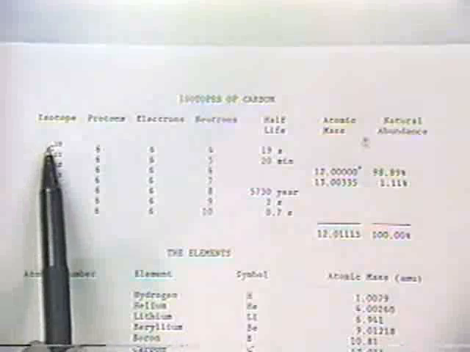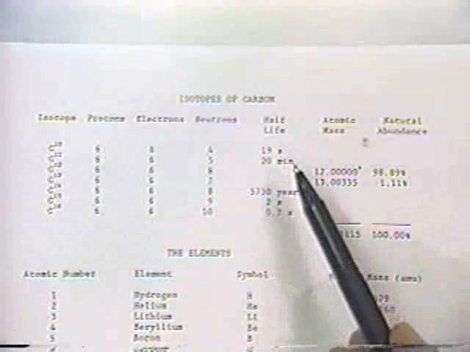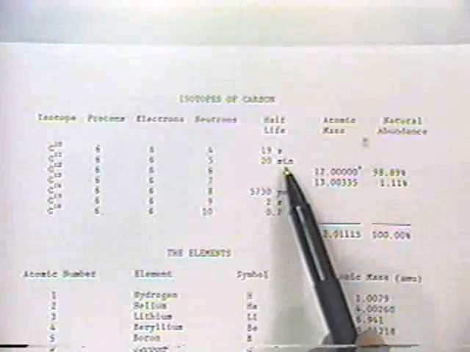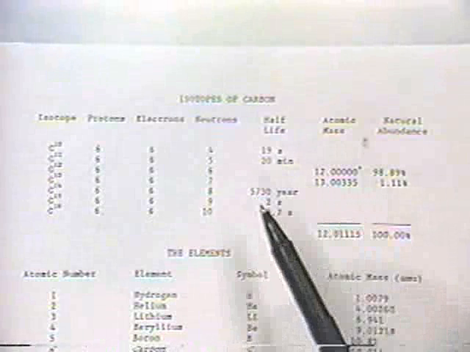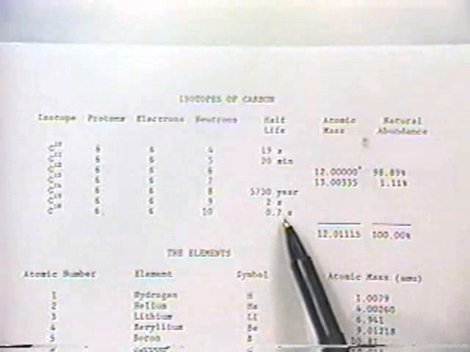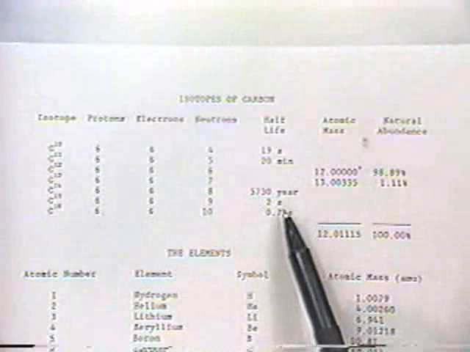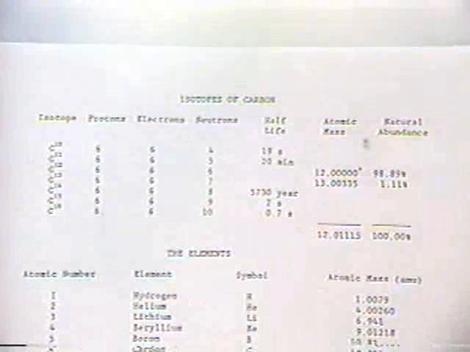Now, carbon-10, the first carbon that's shown, has a half-life of only 19 seconds. Carbon-11 is 20 minutes. Carbon-14 is almost 6,000 years. Carbon-15 is 2 seconds, and carbon-16 is 0.7 seconds. Before we go any further, let's just talk a little bit more about half-life.